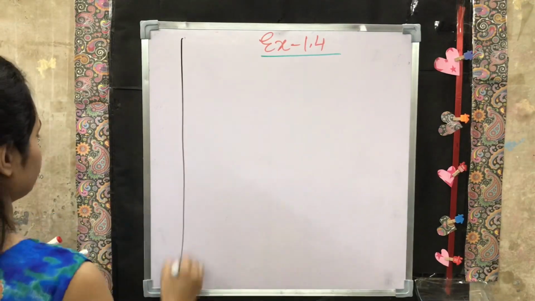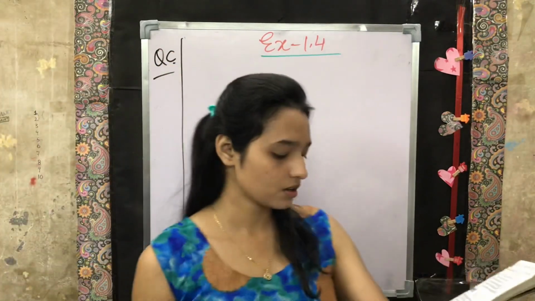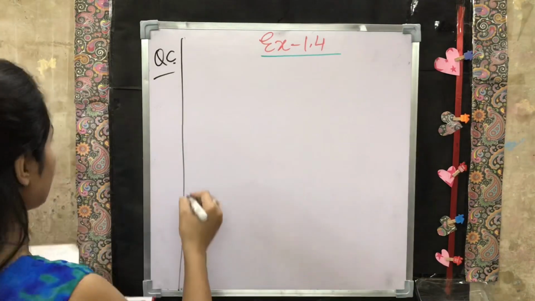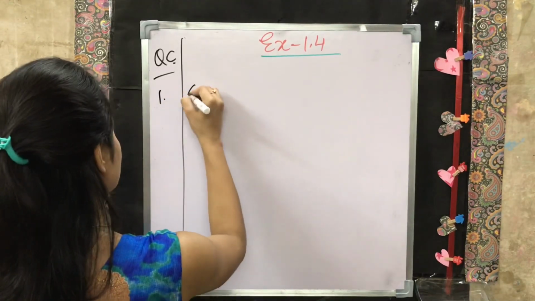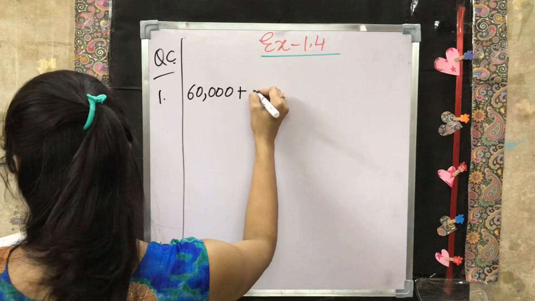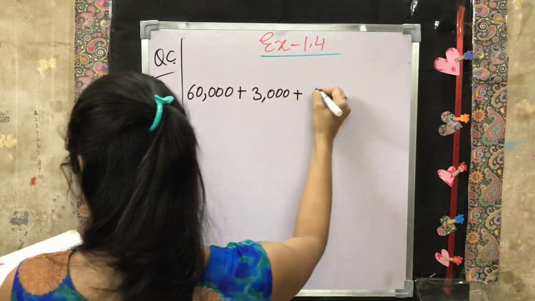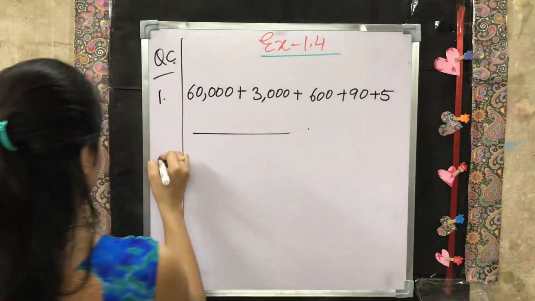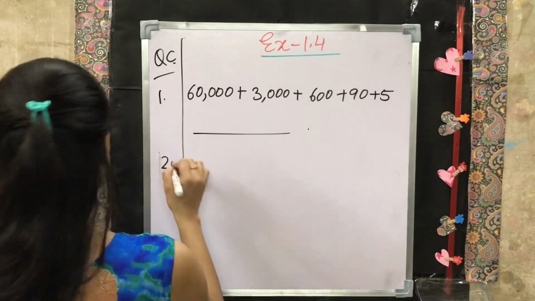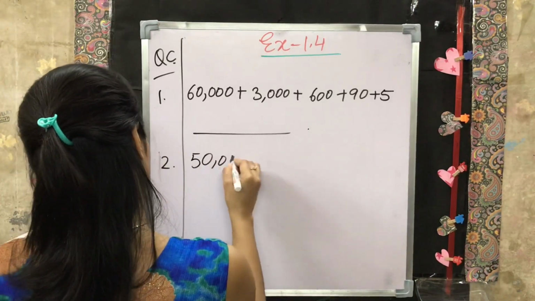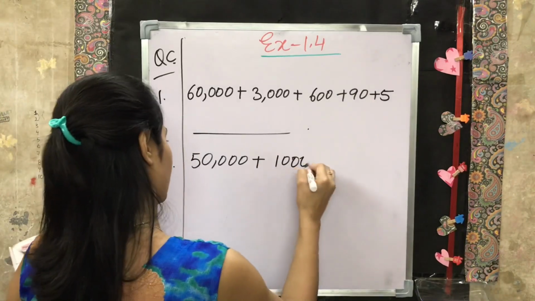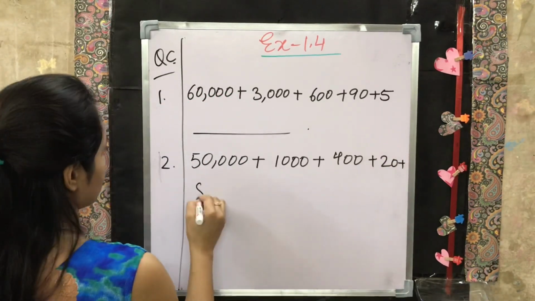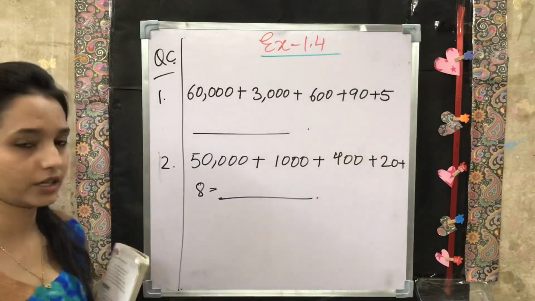Question C is: write the numbers. The expanded form is given, and you have to write the numbers in standard form. So first is 60,000 plus 3,000 plus 600 plus 90 plus 5. You have to write the standard form for this. For the next, we have 50,000 plus 1,000 plus 400 plus 20 plus 8. For this you have to write the standard form.